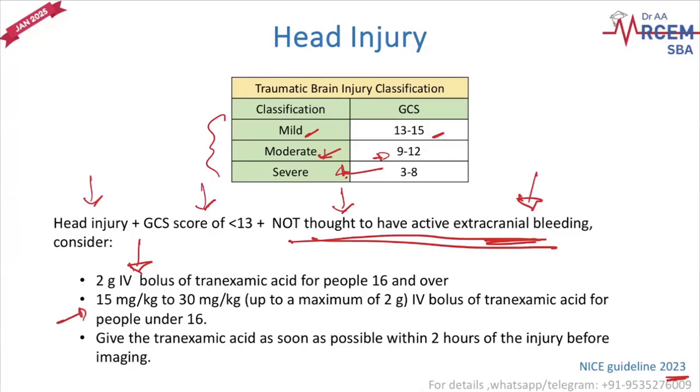If it is a pediatric age group, you give 15 mg per kg tranexamic acid. Use the tranexamic acid as soon as possible within 2 hours of the injury, ideally before imaging, but imaging shouldn't be delayed because of that.